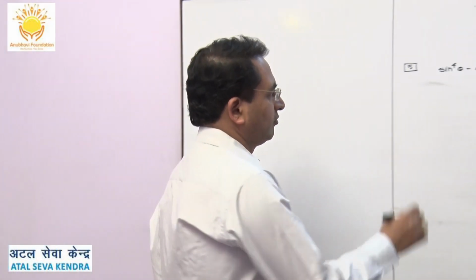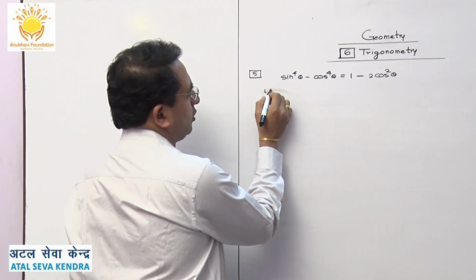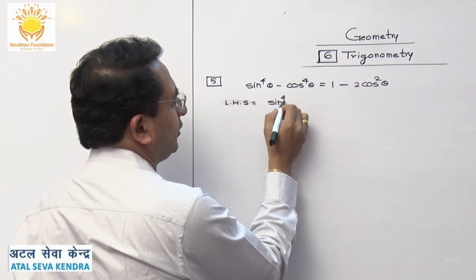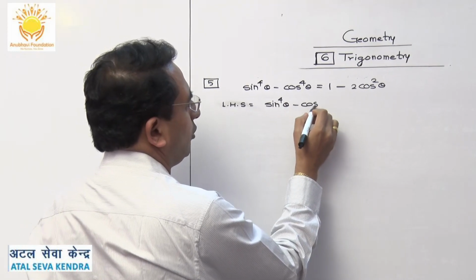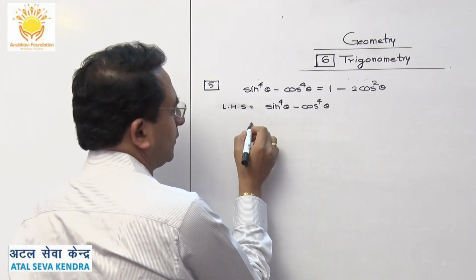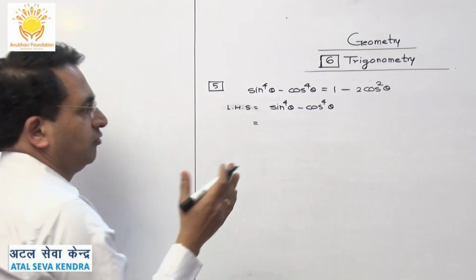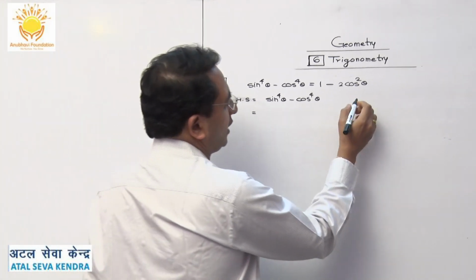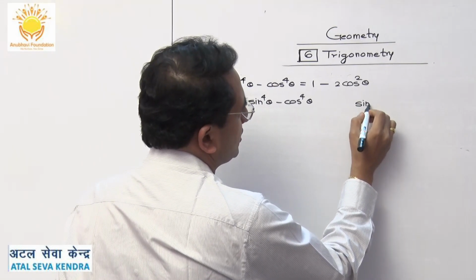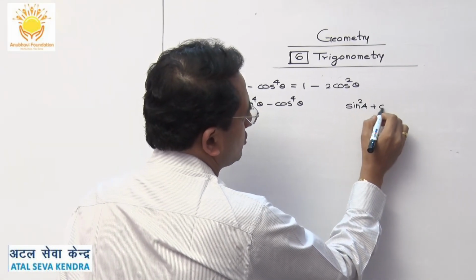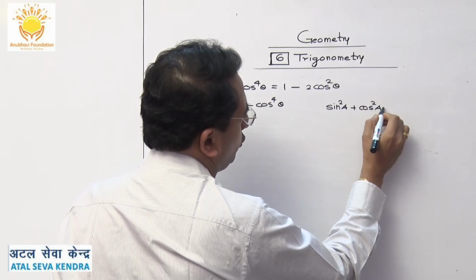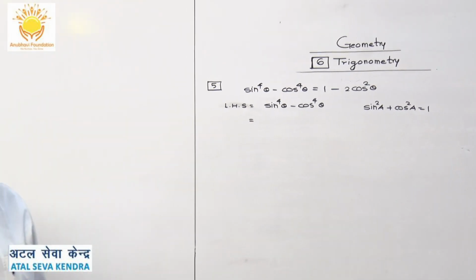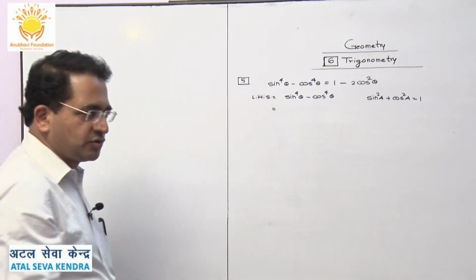Let us have one more sum. LHS of that is going to be sin raised to 4 theta minus cos raised to 4 theta. Now this is a sin cos related sum. So I am writing one identity here: sin square A plus cos square A is equal to 1. So the identities we are using are related with the square terms.